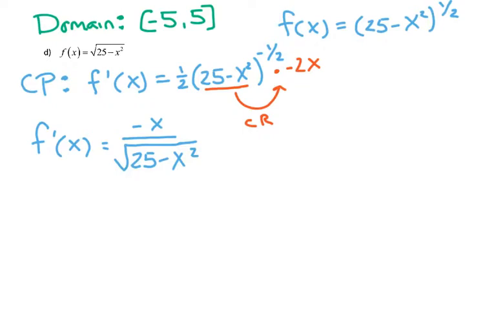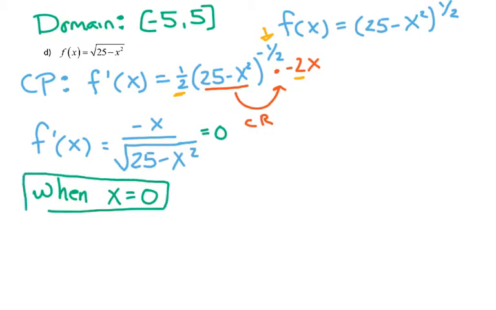So what happened to this 1/2? Well, it got canceled by the 2. Where did this -1/2 go to? Well, that's a square root in the denominator. Now, when does this equal 0? Well, this equals 0 when x equals 0. That's the only time. So my critical point is x equals 0.